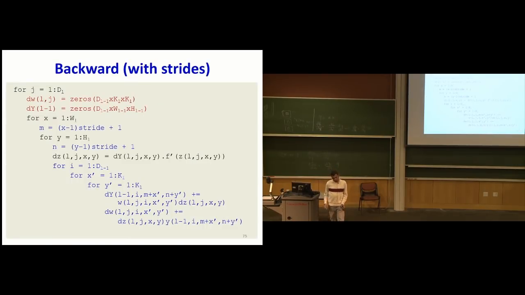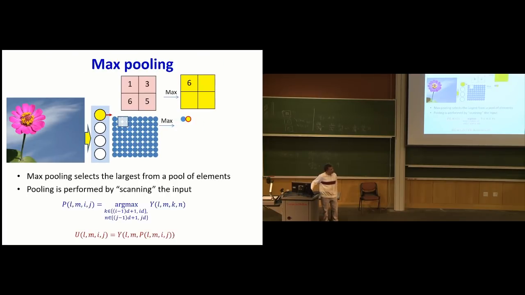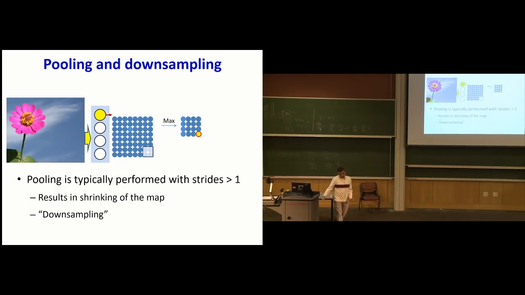Now, so we've seen how we can compute the derivatives backwards through the convolution layer. What was the other operation that we performed? This was pooling, right? So how did we do pooling? Pooling was generally done by considering pools of inputs and striding forward by a stride. So you actually shrank the output, and eventually the output you got was smaller than the input that went in.